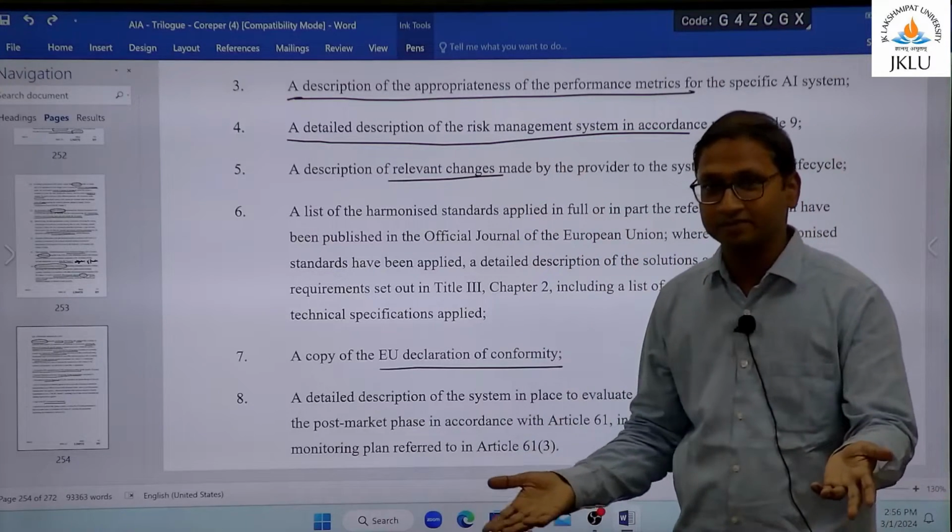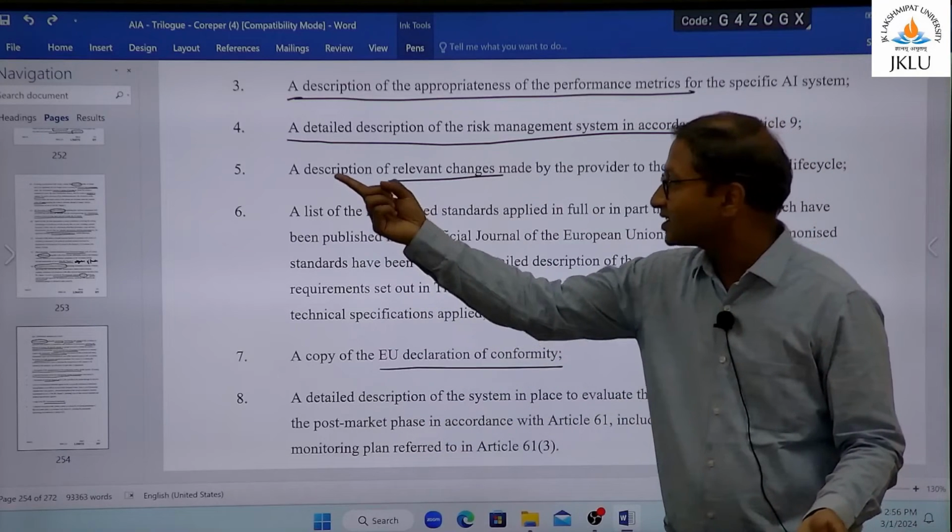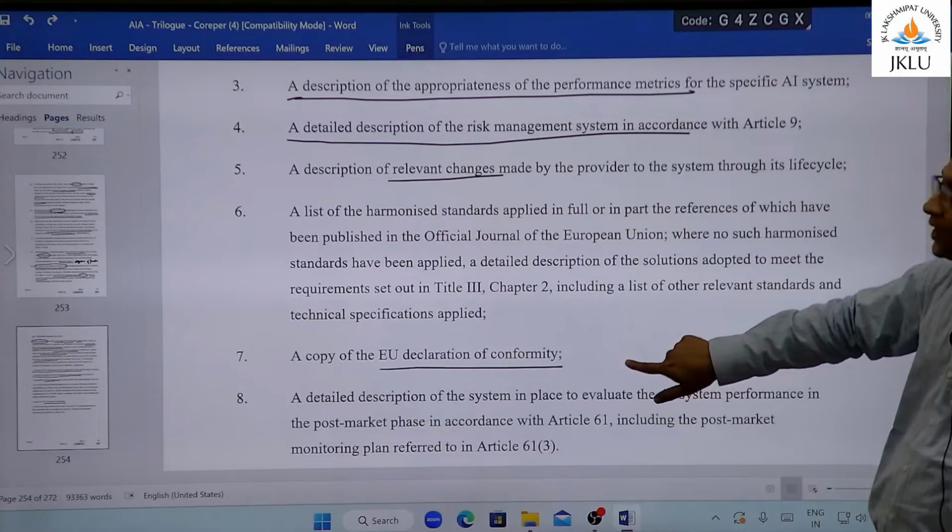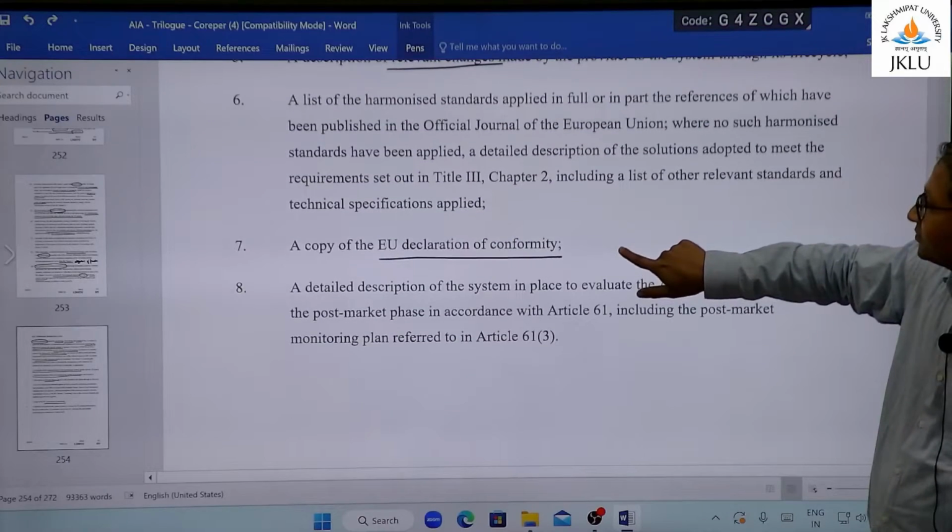And one more thing, description of relevant changes made by the provider to the system through its life cycle.